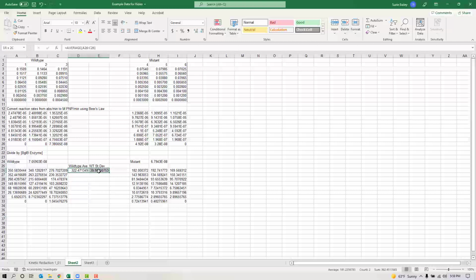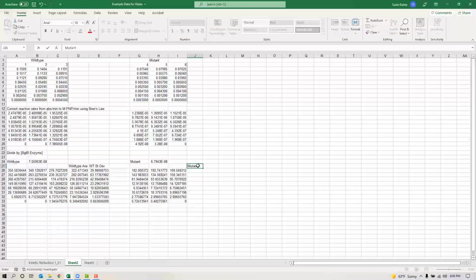We can click and drag to select those 2 calculations that were just done, grab that green box, pull it down, and repeat that calculation for the rest of our data. Now we're going to do exactly the same thing for these data over here, determine the average and determine the standard deviation. So I'm going to type my column headings over here. So this is going to be my mutant, average, and then in the next column is going to be my mutant, standard deviation. And I can click and drag to copy.